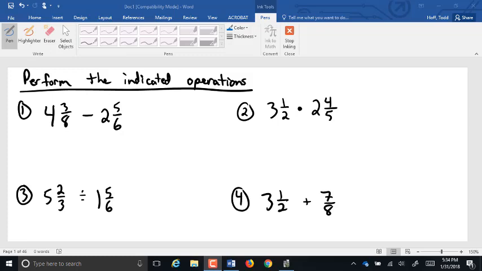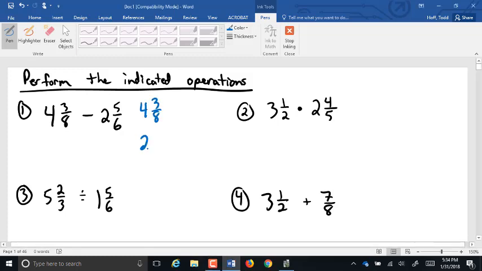Let's take a look at how you're doing with these so far. Some of you may not be done with them, and that's fine. The first one, 4 3/8 minus 2 5/6. I'm going to write it vertically just because that's how my mind does addition and subtraction.